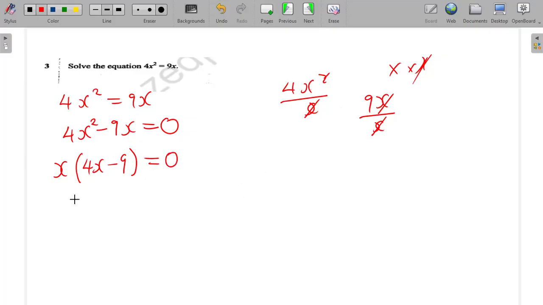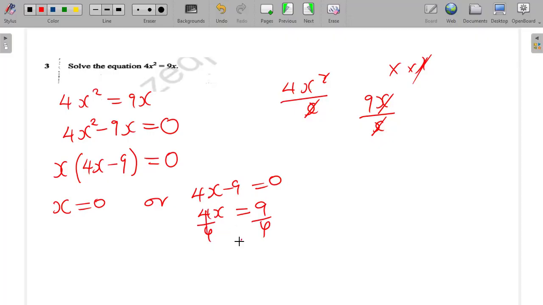So my final answer, I'm going to get two answers here. If you have an expression like this, it means that your value of x will be equal to 0, or 4x minus 9 will be equal to 0. Now I can solve this equation here, isn't it? So I can have 4x. The 9 can cross the sign, go to the other side. It was negative, crosses the side, becomes positive. So I have positive 9. So I divide both sides by 4.